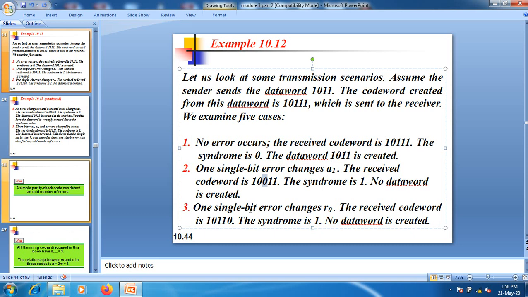A single bit error changes R0. For example, this R0 bit, that is the parity bit that we have added, is corrupted here. In that case, even if you add all these bits, we get a syndrome of 1 here. No data word is extracted.